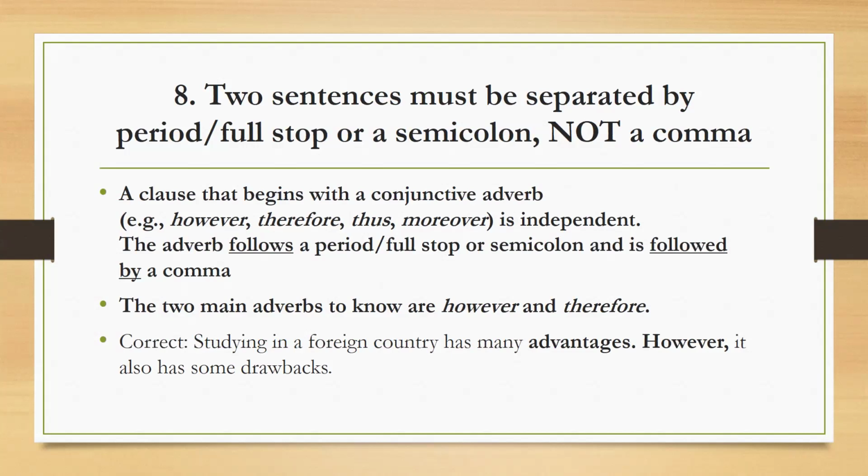So, correct English: studying in a foreign country has many advantages. Full stop. However, it also has some drawbacks. Now, it will be wrong for you to write this sentence: studying in a foreign language has many advantages, comma, however, comma, it also has some drawbacks. That is an offense. Did you get that? When you are writing two different sentences, so these are two different sentences, most of you are guilty of this. You write two different sentences in one line with just a comma. Then you are marked down.